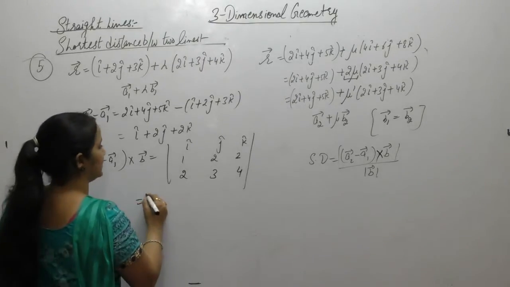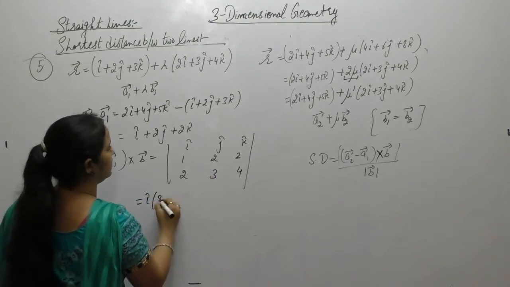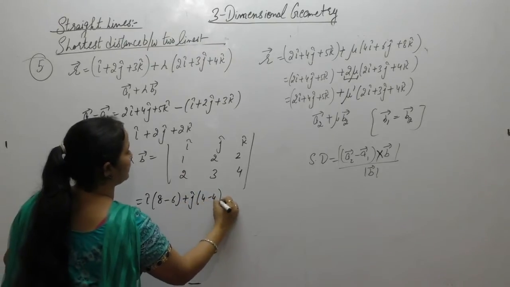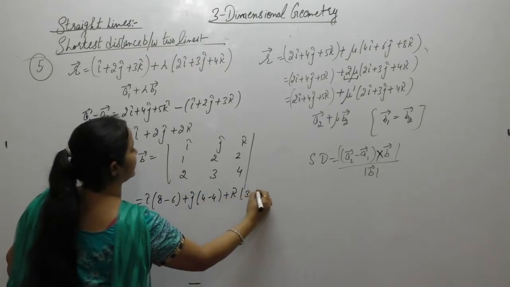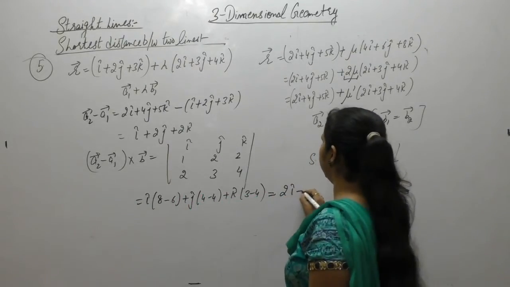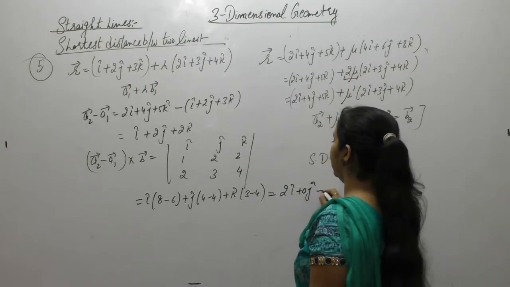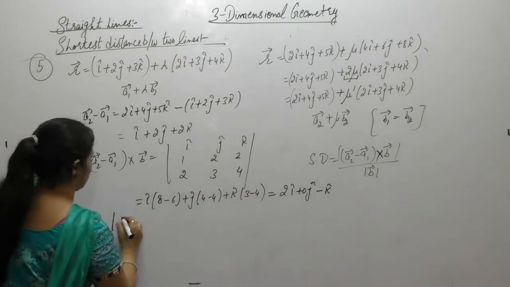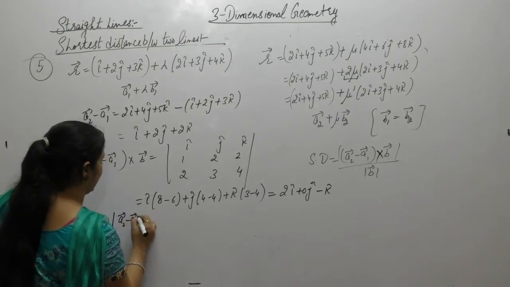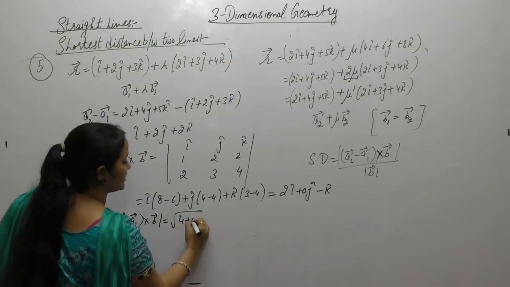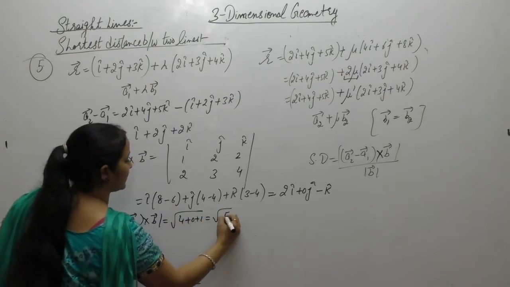Now solve this. 4 into 2 is 8 minus 6, plus j vector (4 minus 4), plus k vector (3 minus 4). So what we get? 8 minus 6 is 2, 4 minus 4 is 0, 4 minus 3 is 1. Now the magnitude of this, a2 minus a1 cross b vector: 2 square, 0 square, minus 1 square.